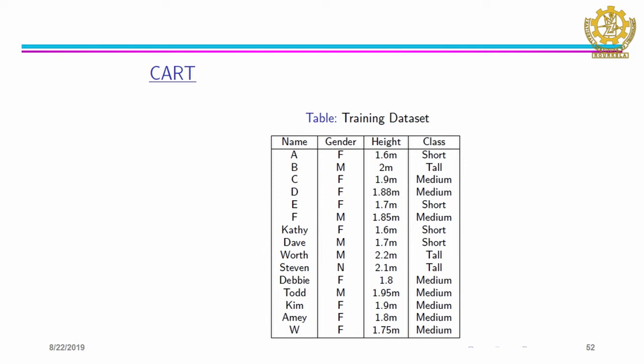So, we have three attributes: name, gender, height, and then class level. Now, what is the task? Forget the name. Whether we choose the attribute gender or height. If you take the attribute gender, then we will have the two split. That is very easy, because it is binary. So, there is no problem.